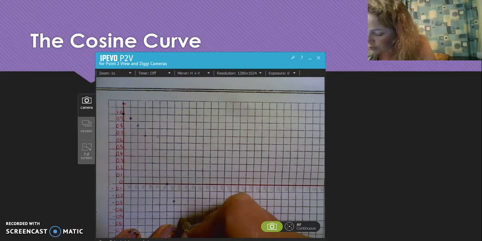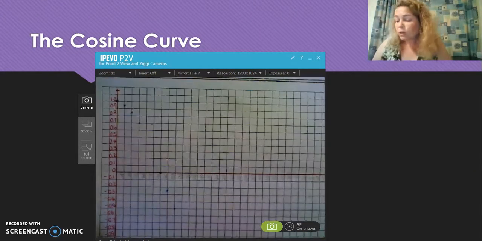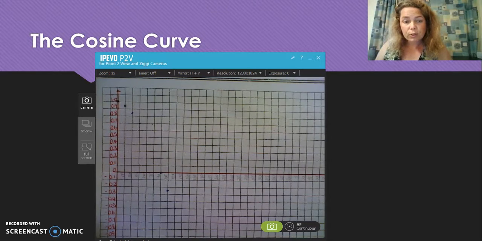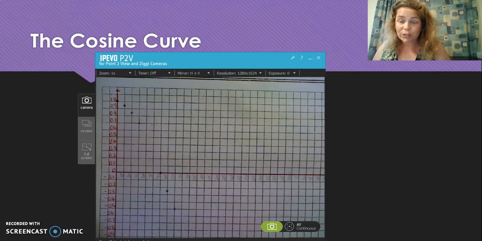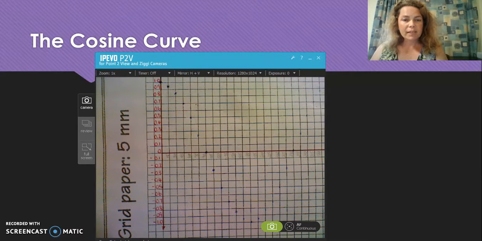I'll pause the video there for a moment while I complete my curve, and I'll show you what the cosine curve looks like when I start the video again. Okay, I'm back again and I've plotted all my points.